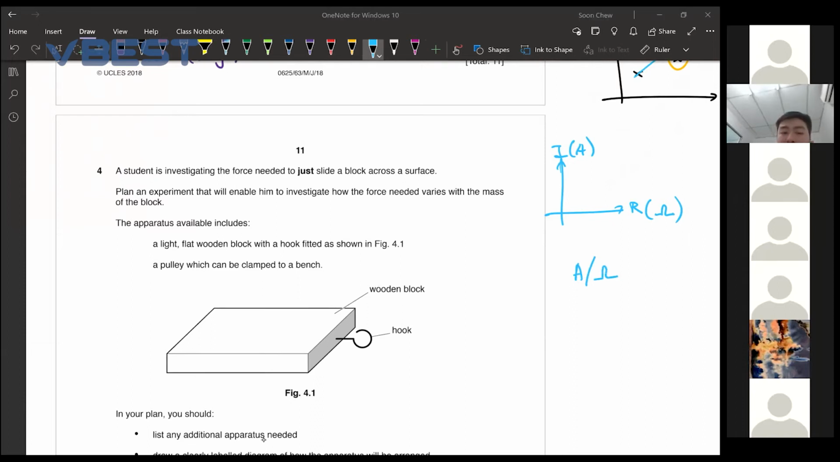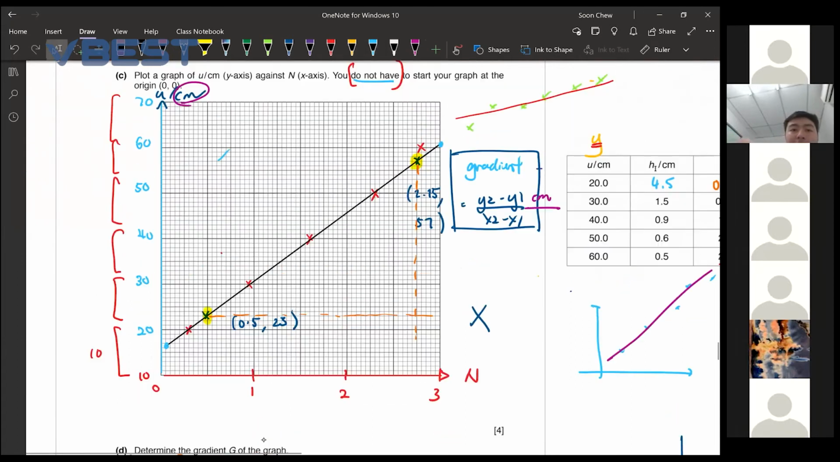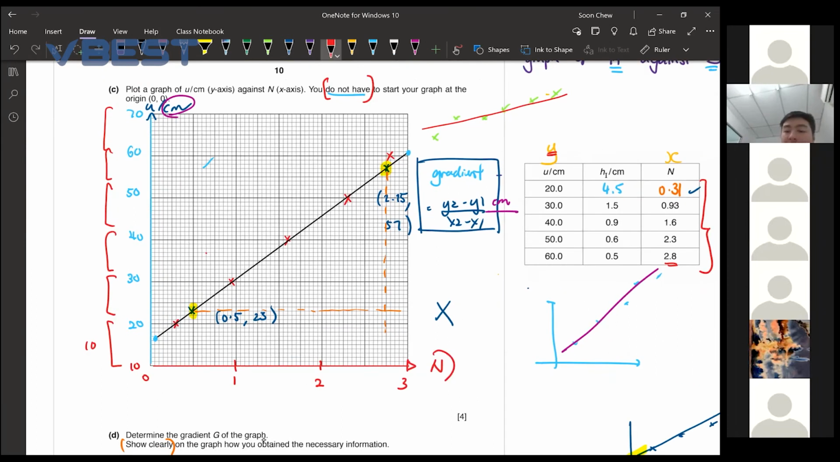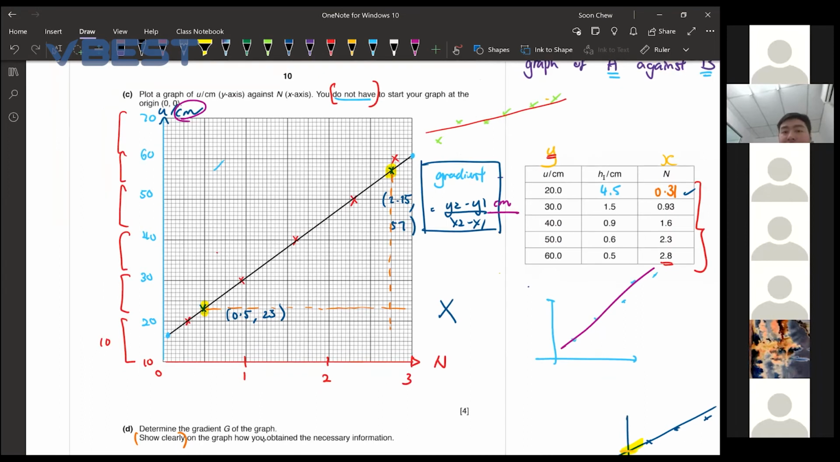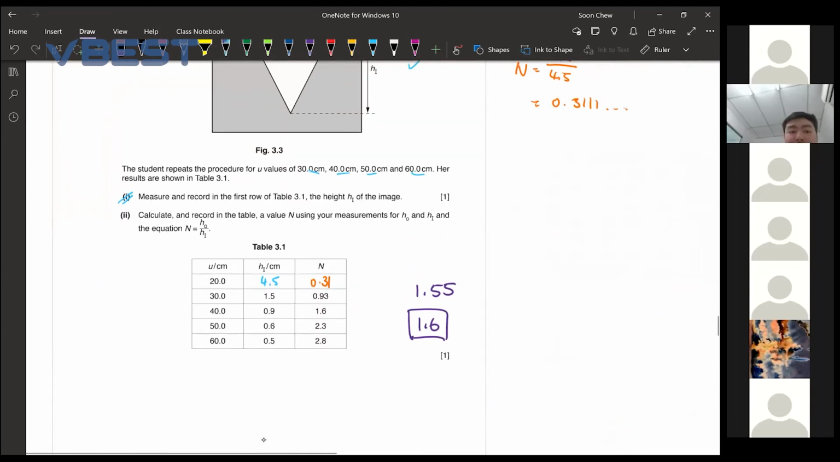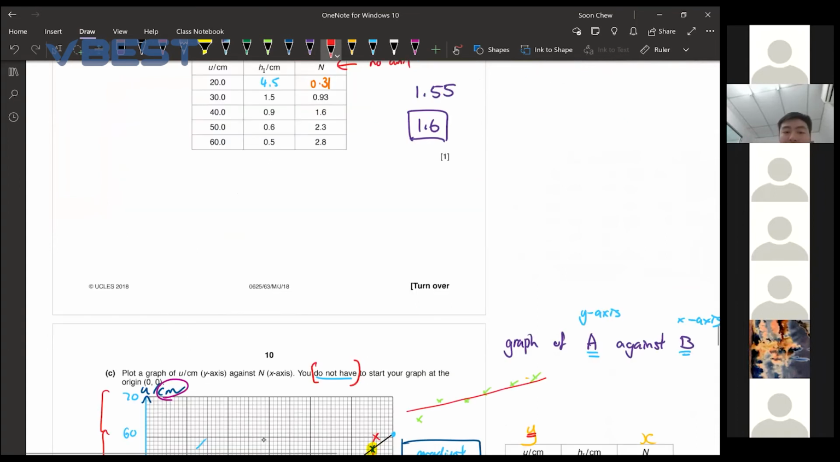Then why isn't the unit cm per newton? Okay, for this graph over here, your n is not the newton. Your n is actually something with no unit. Because from previously, when you calculate the n, you are using a height in centimeter divided by another height in centimeter. So the unit gets cancelled off, you get no unit for the n. So that's why we didn't put cm per n. The n is not the unit, it's just a symbol. Okay, can or not?